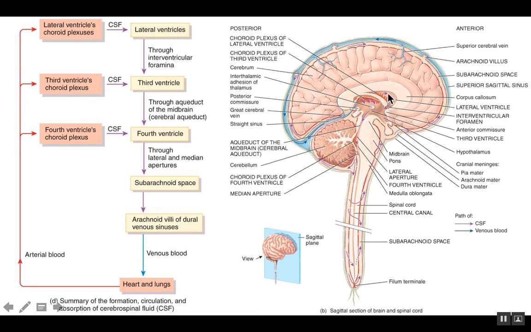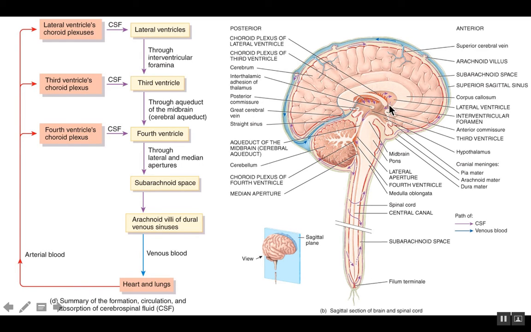So here, these arrows, here is the lateral ventricle and its choroid plexus. Here's the third ventricle and its choroid plexus. There's the fourth ventricle and its choroid plexus. So you'll notice that's where the purple arrows begin, because that's where it's being made.